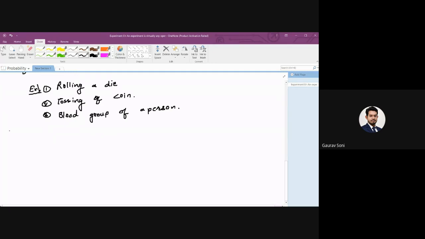The next is the sample space. We have already seen what a sample space is. It is the set of all possible outcomes.